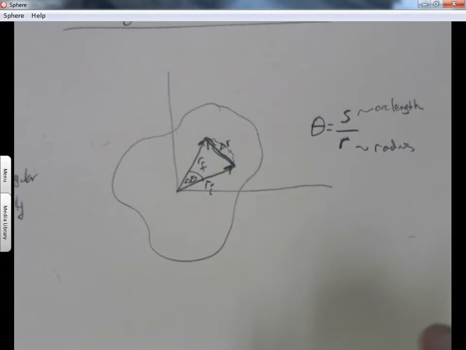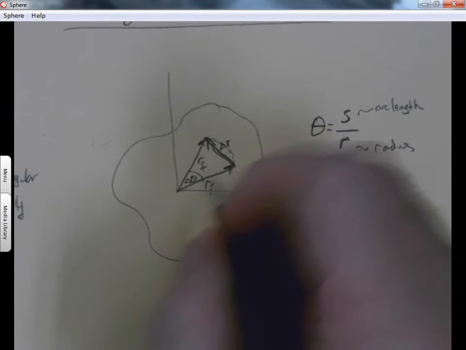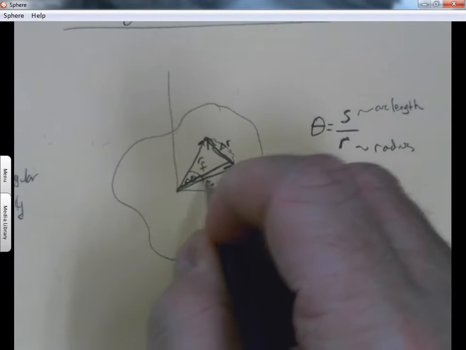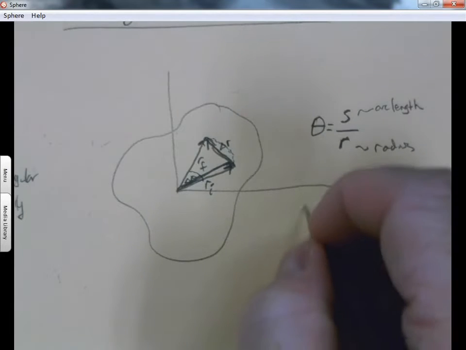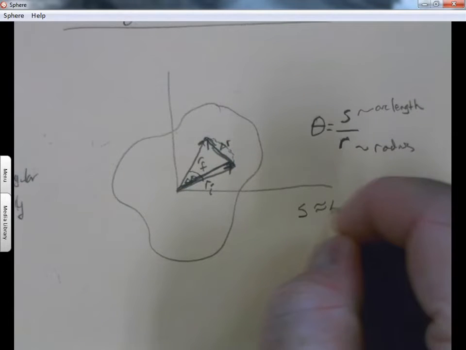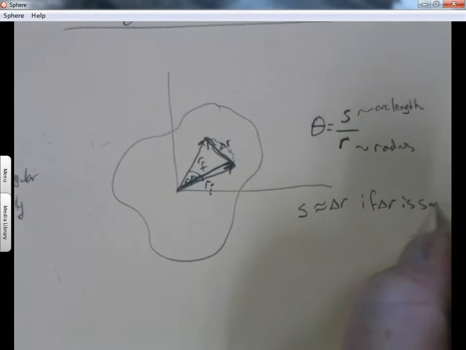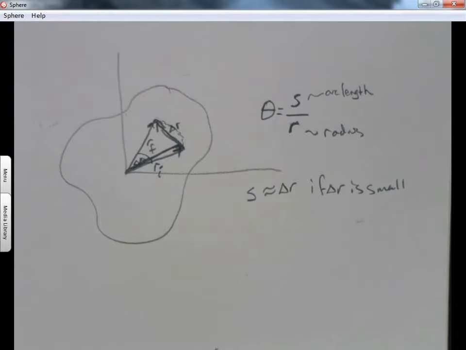Okay, now, here's where it gets kind of cool. Let's say this is really small. Instead of having this big old delta r, we have a very small delta r. Well, S, our arc length, is really close to delta r if delta r is small. If it's a really small value, then the arc length is very close to the value of delta r.